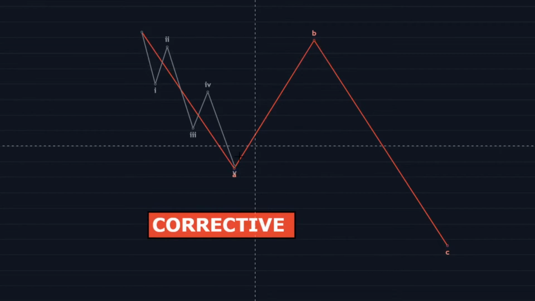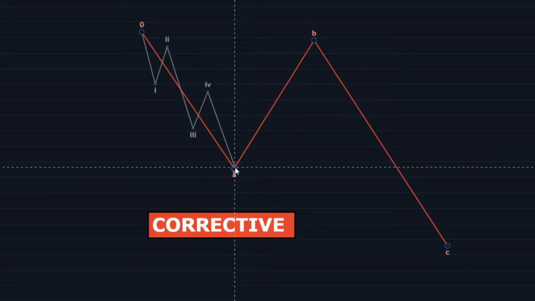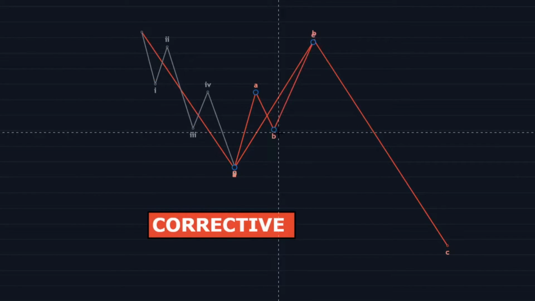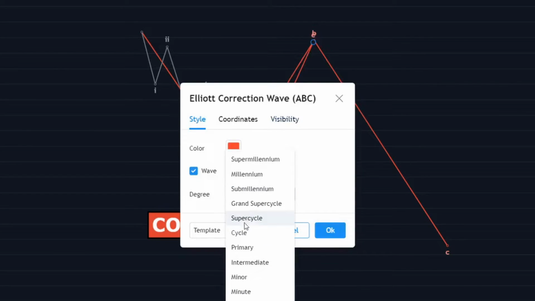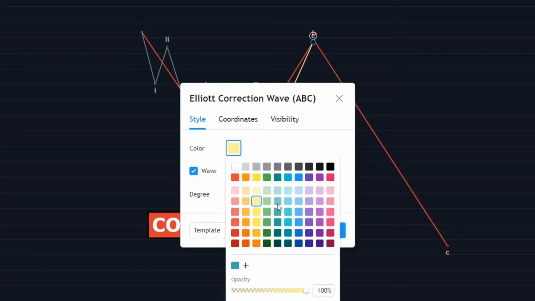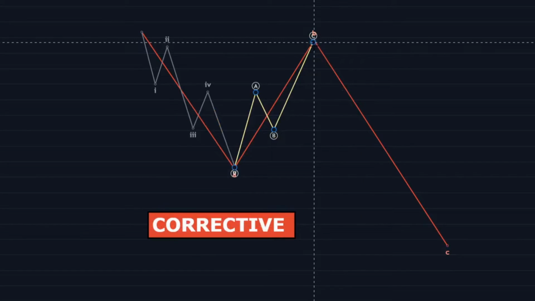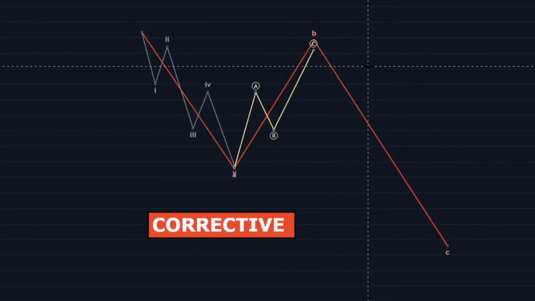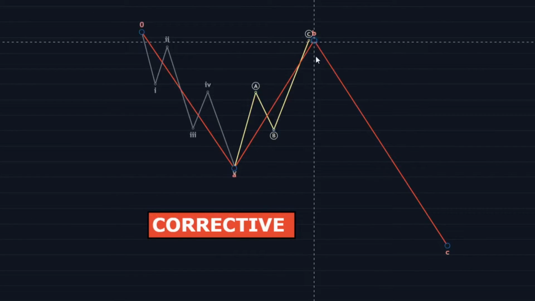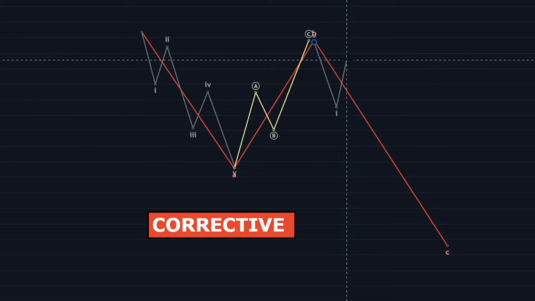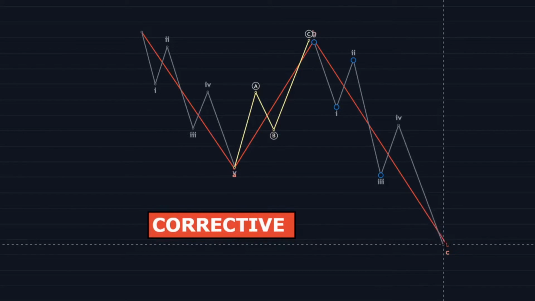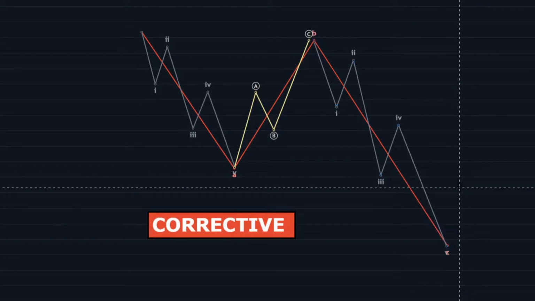The B wave is made up of a 3-wave structure, so it's another A, B, C. And I'll turn the degree down on this one so that we can better see it, and I will turn this to a different color as well. And finally, our C wave, also made up of 5-wave structure. 1, 2, 3, 4, 5.